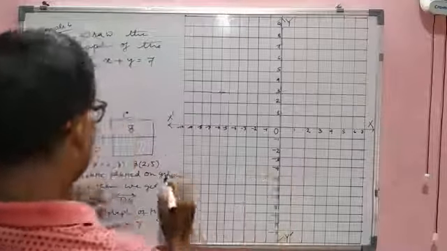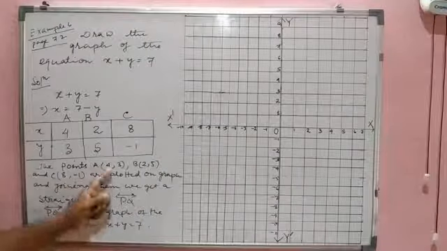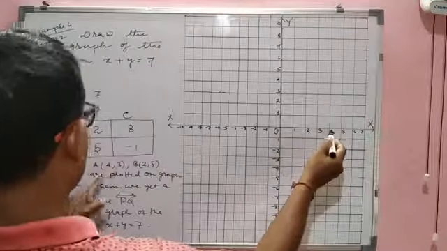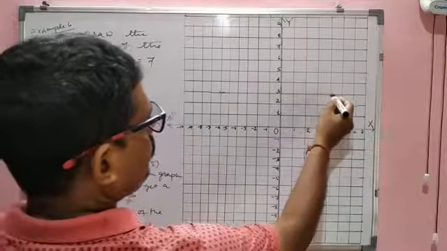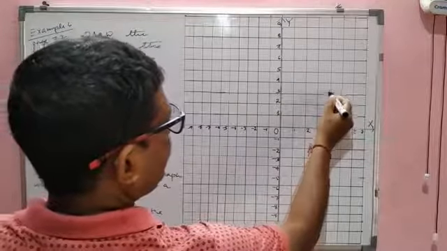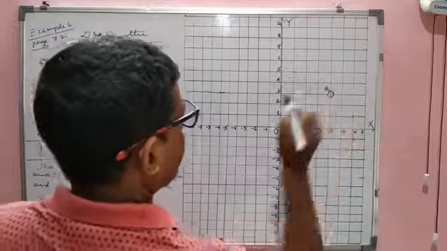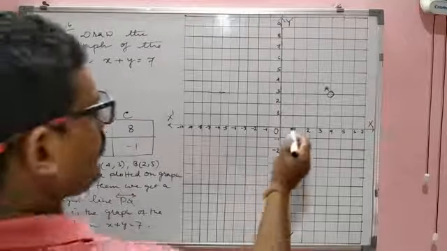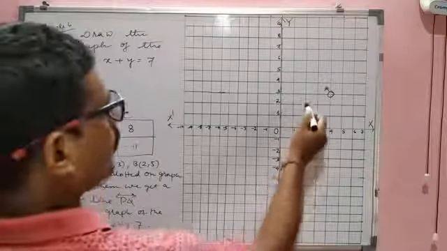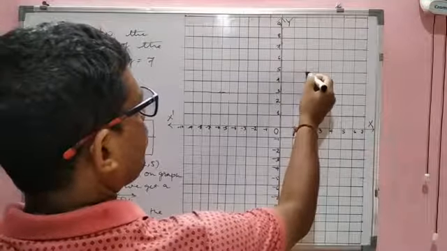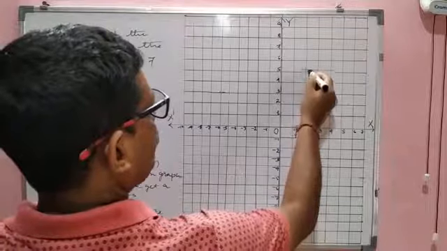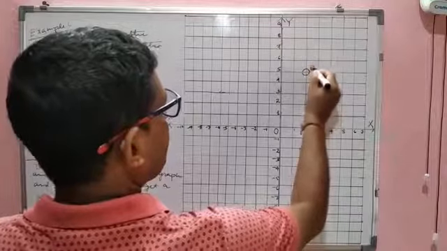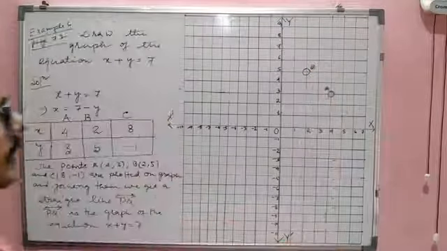So now you see, the point is 4, 3. From the origin, 4 means 1, 2, 3, 4. Then 3, 1, 2, 3. So the point will be this one. This is the point A. Next, B 2, 5. 1, 2, then 5: 1, 2, 3, 4, 5. So it will be here. This point is 2, 5. This point is named as B.